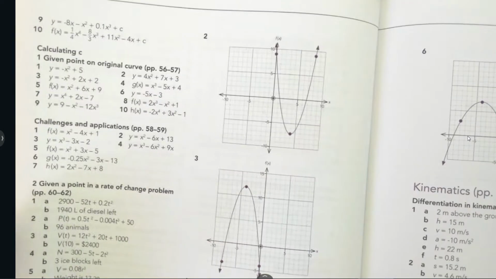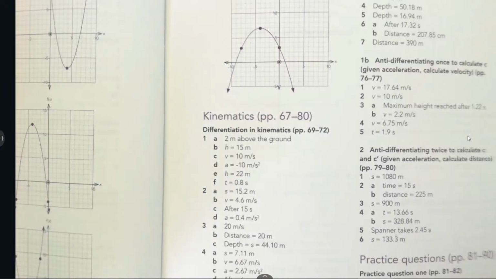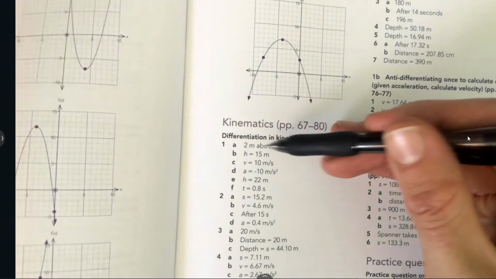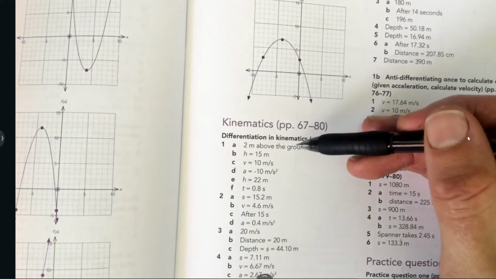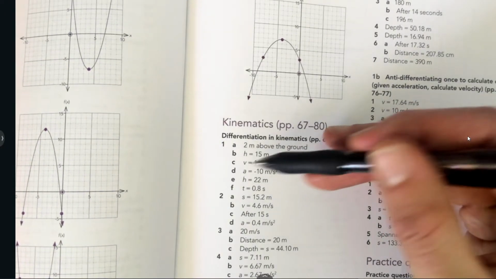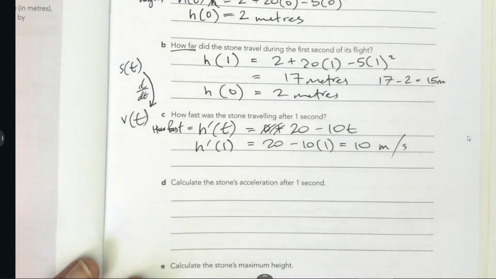I'm hoping I'm getting these right, because I'm probably explaining them to a class. I would say this is a good way to do it anyway: do a few questions and then check that you're not way off. 2 meters above the ground, oh shucks, I missed a detail. 15 meters, yes, 10 meters per second, phew. Okay, we're on the right track.